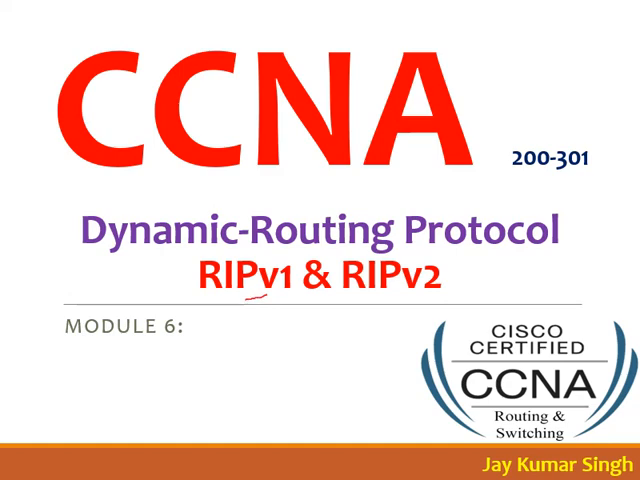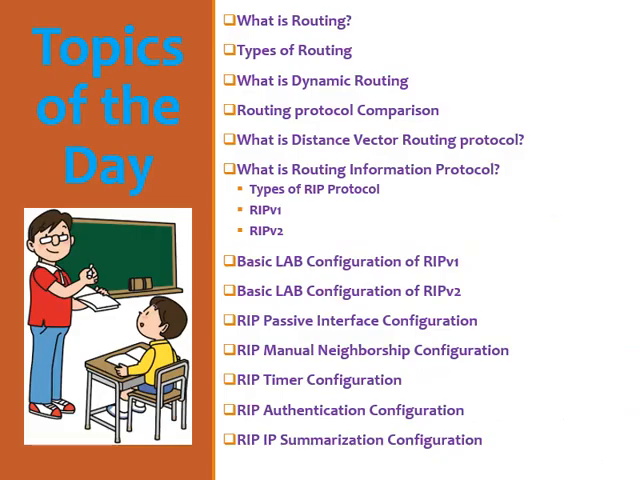RIP has two versions, version 1 and version 2. When RIP came after default routing and static routing, it was RIP only, but after there was some problem in RIP, they rectified it and generated a new version, version 2. So this is your module 6, and in this we'll be working on all these things.